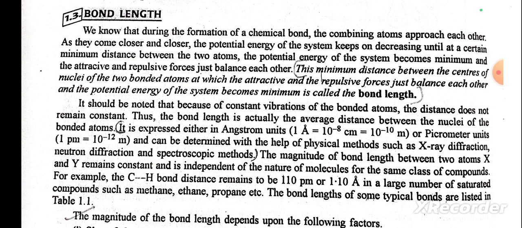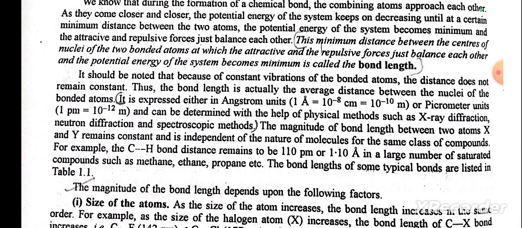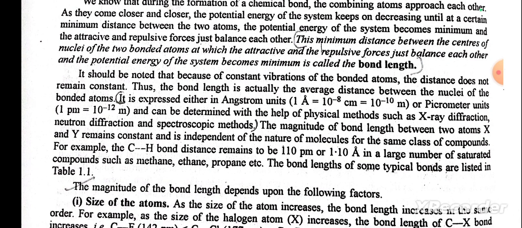The bond length. We know that during the formation of a chemical bond, the combining atoms approach each other. As they come closer and closer, the potential energy of the system keeps on decreasing until at a certain minimum distance between the two atoms, the potential energy of the system becomes minimum, and the attractive and repulsive forces just balance each other.